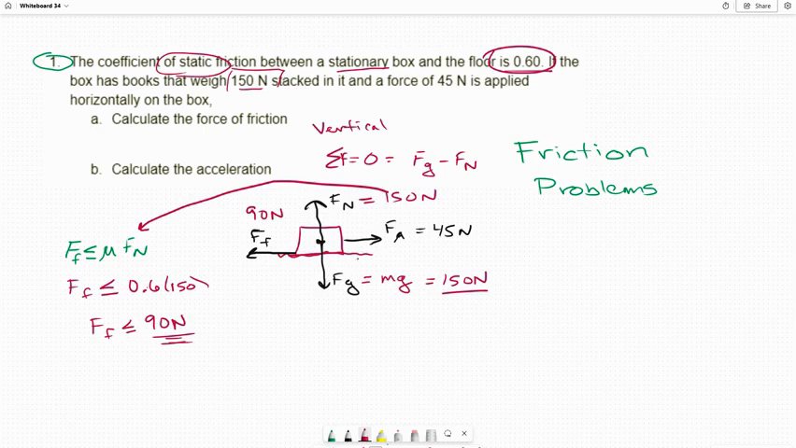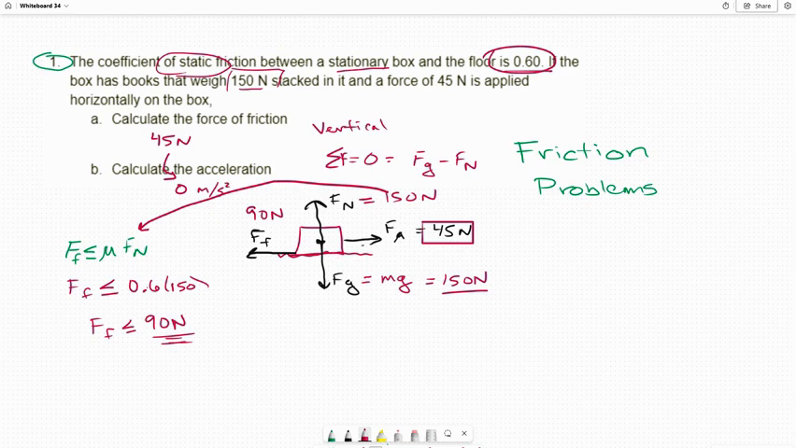Now that's interesting. Let's think about the situation that we have. The force applied is 45, so what's your force friction? Well, it would only be 45 newtons. If you're pushing with 45 in one direction and friction can go all the way up to 90, it's going to be less than or equal to 90, in this case 45 newtons, which means the object is not going to move, which gives you a 0 acceleration because the object is just sitting still.